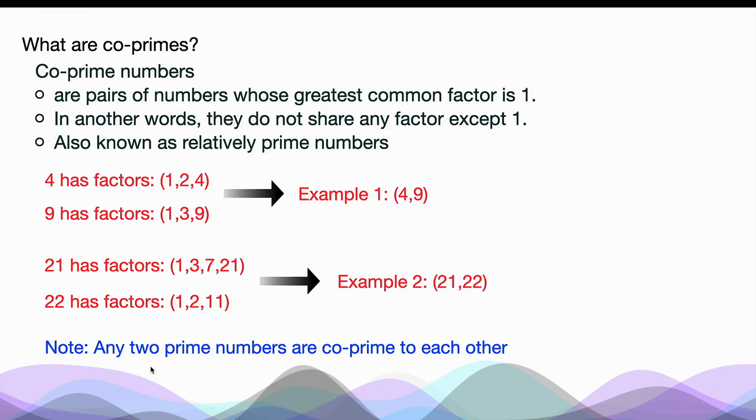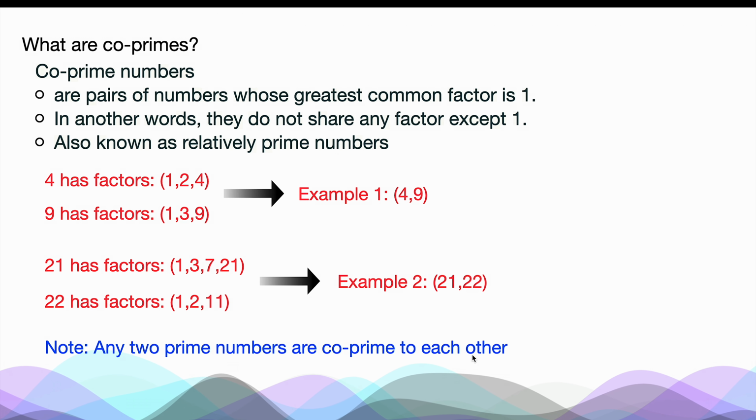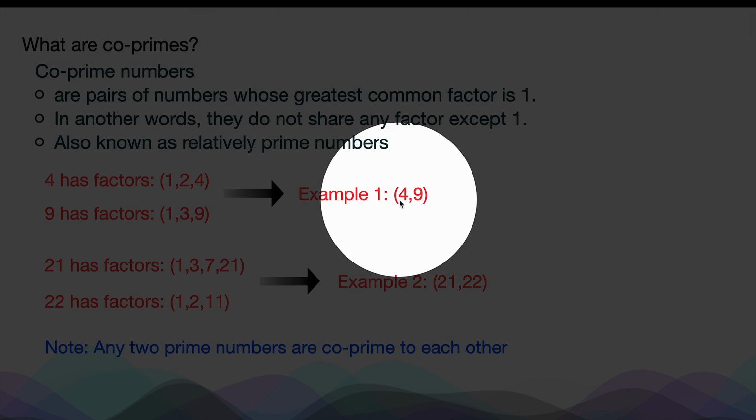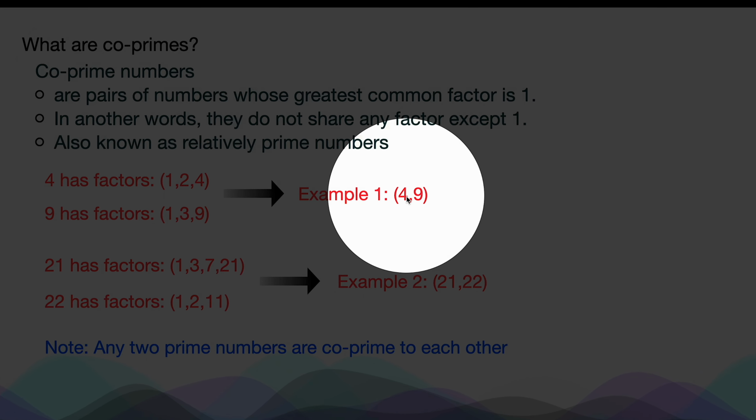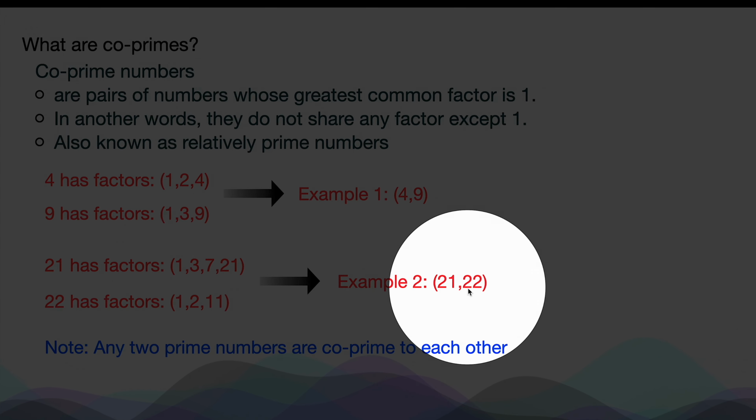And last, any two prime numbers are coprime to each other. Okay, so in this case we saw that 4 and 9 are coprime, but 4 and 9 are not prime numbers, but together they form a coprime. 21 and 22 are not prime numbers, but together they form a coprime.